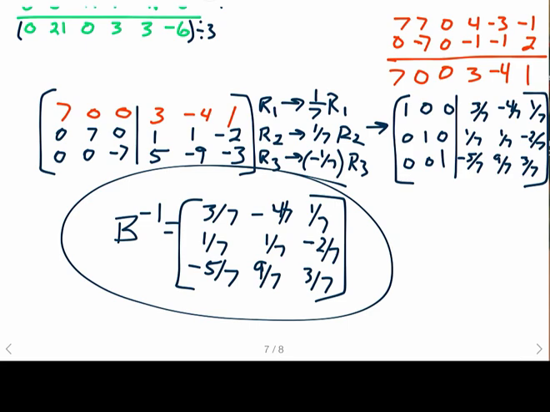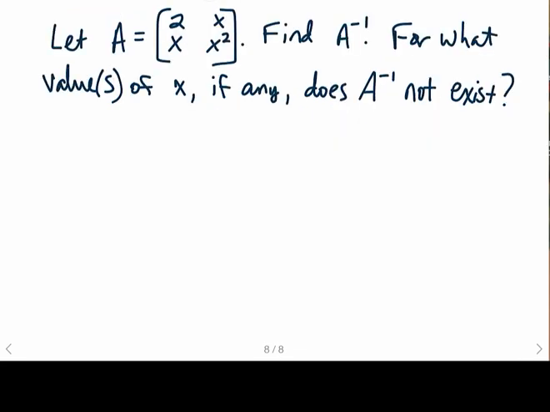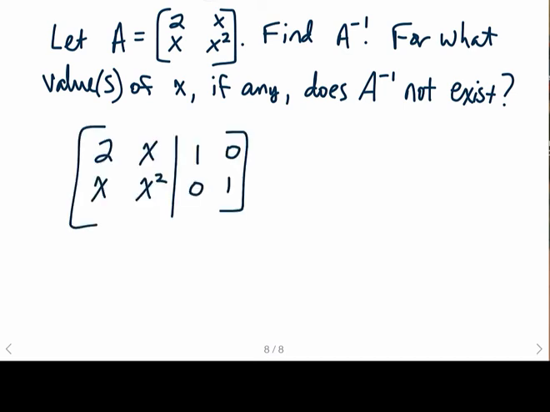I am moving on, which is to let A equal a 2 by 2 matrix, 2x, x, x squared. And we're going to find A inverse. And then there's an additional question that will make sense after we do this. For what value or values of x, if any, does the inverse of A not exist? Well, this starts out the same way. We set up an augmented matrix, 2x, 1, 0, x, x squared, 0, 1.